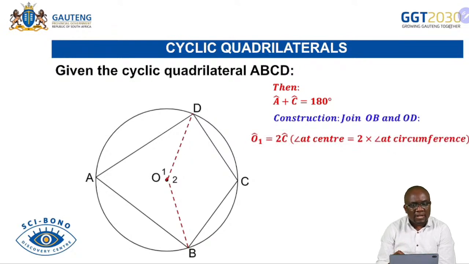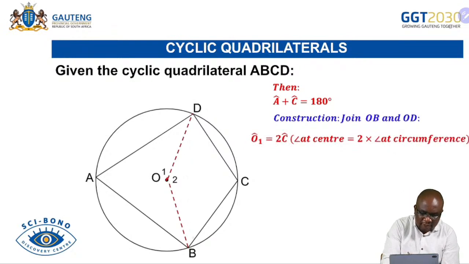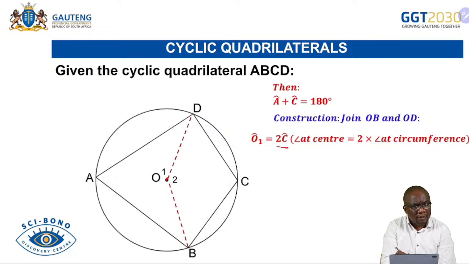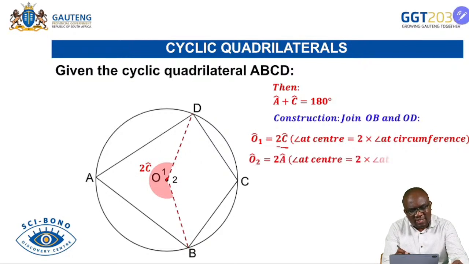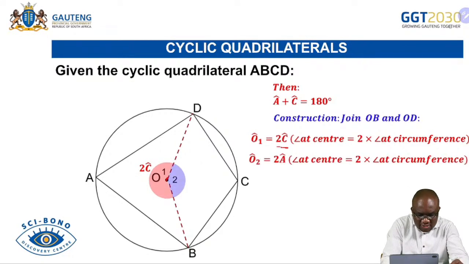And then what about O1? It's subtended by BD at the center, but BD also is subtending C at the circumference. O1 is going to be 2 times C. Do you agree? This is the angle at the center, subtended by BD. This is the angle at the circumference. This one goes with this, and then this one goes with this.